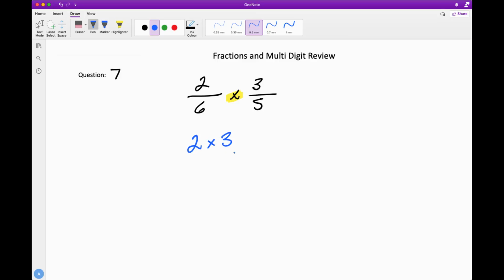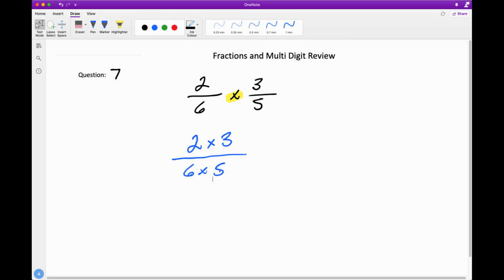But rather than multiplying them, I'm going to just write it as 2 times 3. I'm going to keep it in its factored form, or in the two numbers being multiplied. And then I'll do 6 times 5. Rather than straight going to 2 times 3 is 6 and 6 times 5 is 30, I leave it like this. And the reason is I look to factor or simplify first. So I look at my 2 and I say, okay, does 2 share any common factors with any of the numbers in my numerator or my denominator?